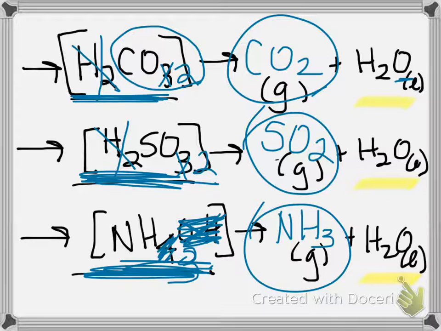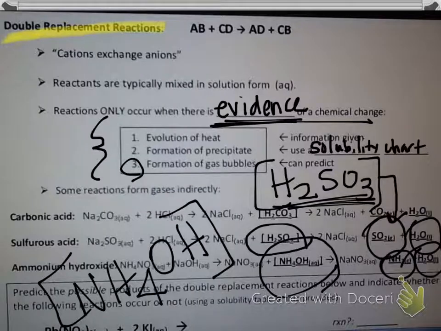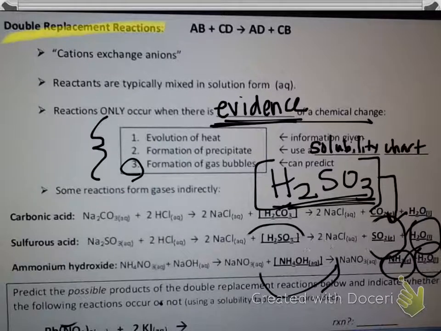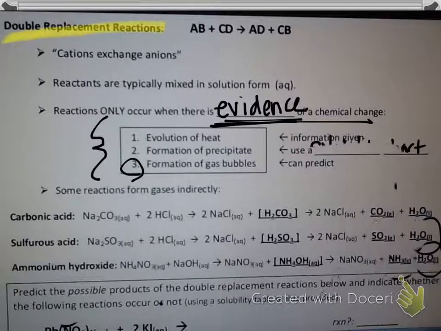So there's 3 ways that we can predict chemical change occurring. If a reaction, I'm going to erase all this now. Oh, it's in my way. All right, so if a reaction forms heat, if you're in the lab and you pour 2 solutions together and it starts getting hot, that's evidence of a chemical change.